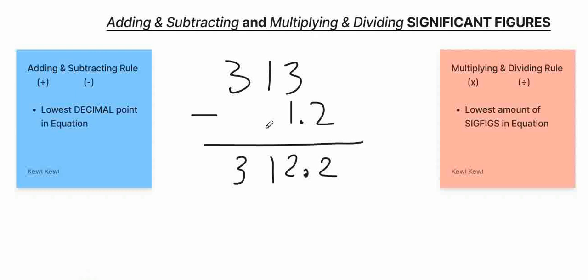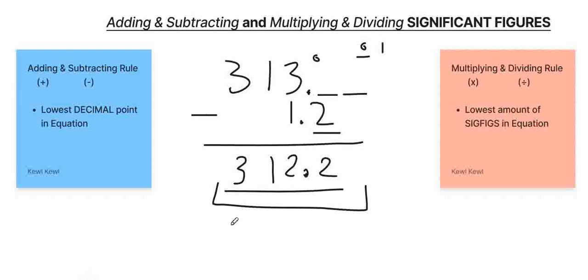However, if we want to know how many significant figures 312.2 will have, then we have to look at 313 and 1.2. So 313 has 0 numbers behind its decimal points, and 1.2 has 1 number, which is a 2. In that case, we know we have to go to the lowest, so between 0 and 1, the lowest number is 0. So we have to round the 312.2 down to 312, which gives us our final answer.